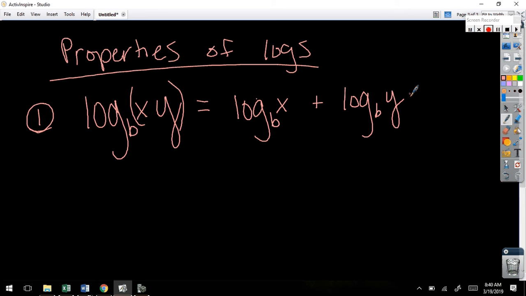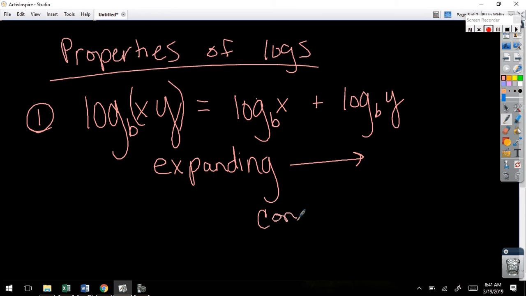If I go from left to right, that is called expanding the expression. Do you see why it might be called expanding? It's getting bigger. I'm making it longer. But if I start with the expression on the right and I make it look like the left, that is called condensing because it condenses it and makes it smaller. Does that make sense why we'd say expand and condense? Okay.